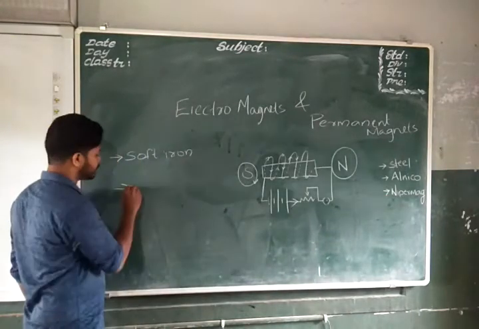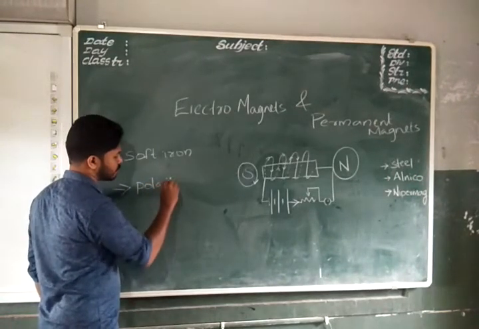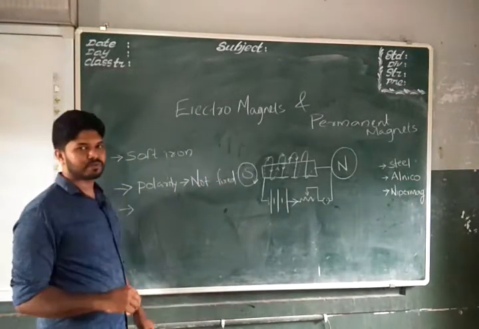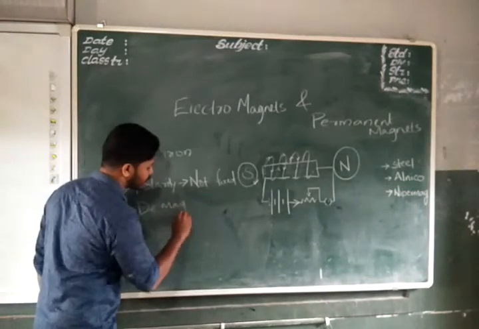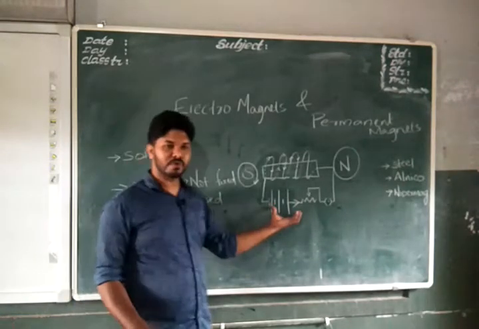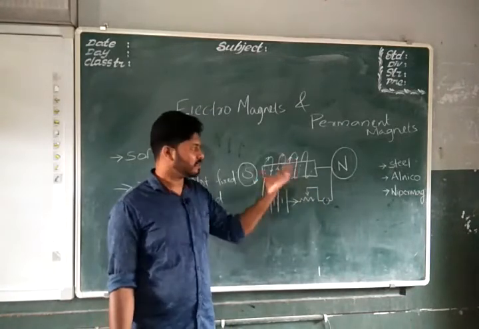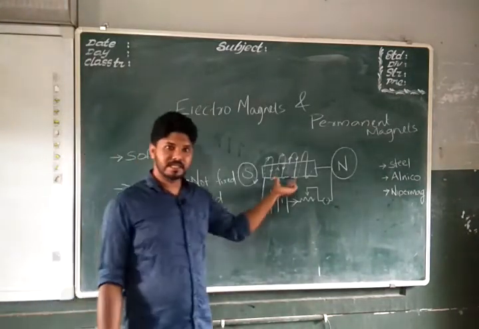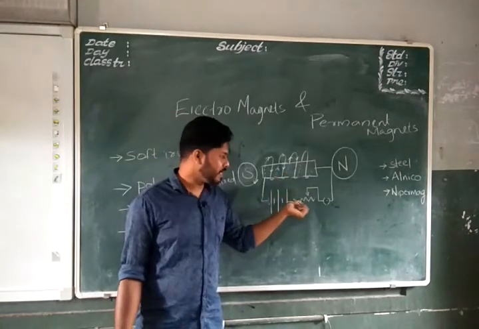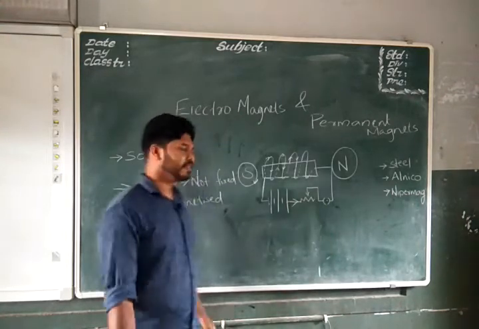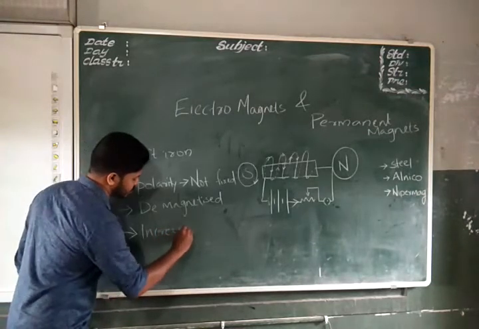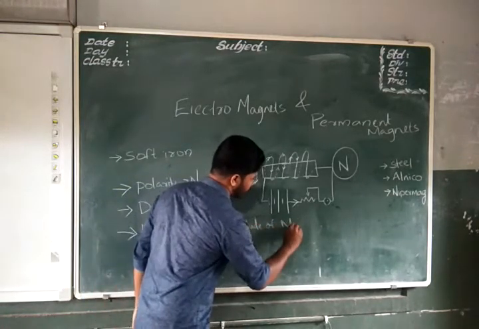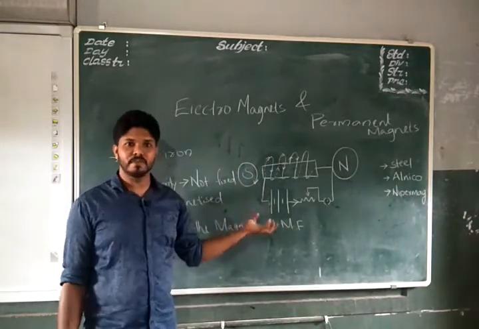So the first point to remember: polarity is not fixed. We can change polarity according to our wish. It can be demagnetized. How can we demagnetize it? If we remove the source of electricity, it is demagnetized. It no longer shows magnetic properties. And the most important point to remember: the magnitude of the magnetic field can be increased by increasing the electricity passing through them.